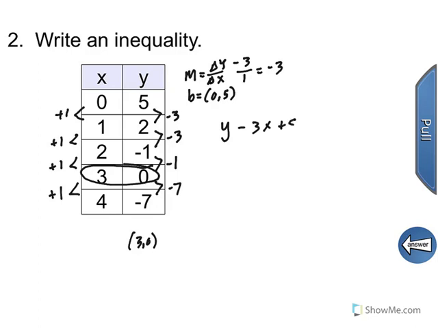x plus 5. And then we're going to use this outlier. So if I were to graph this, I would start at plus 5. And then I would go down 3 and right 1. Down 3 and right 1.